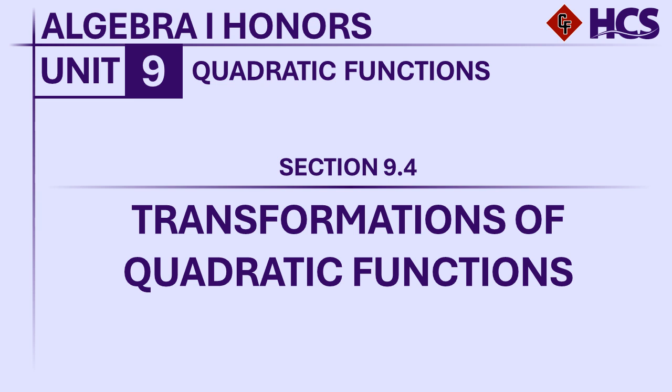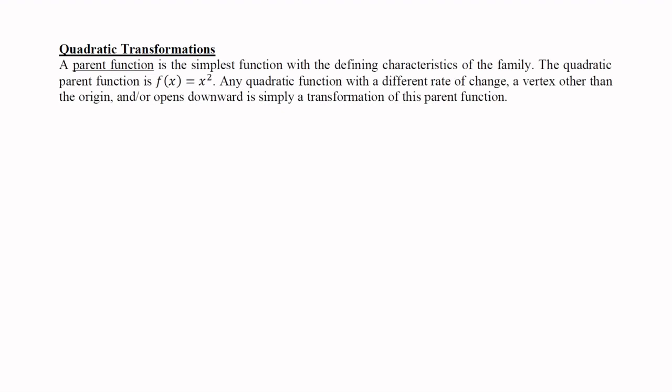Welcome to the Unit 9, Section 4 video on transformations of quadratic functions. A parent function is the simplest function with the defining characteristics of the family. The quadratic parent function is f of x equals x squared. Any quadratic function with a different rate of change, a vertex other than the origin, and/or opening downward is a transformation of the parent function.